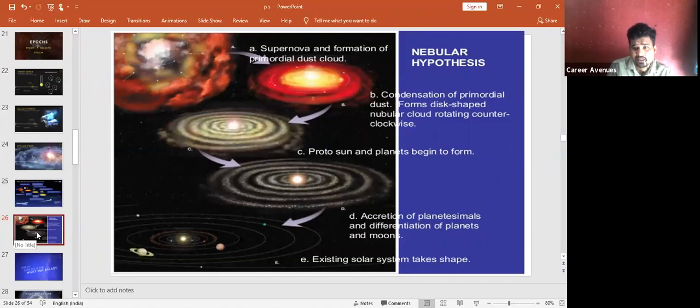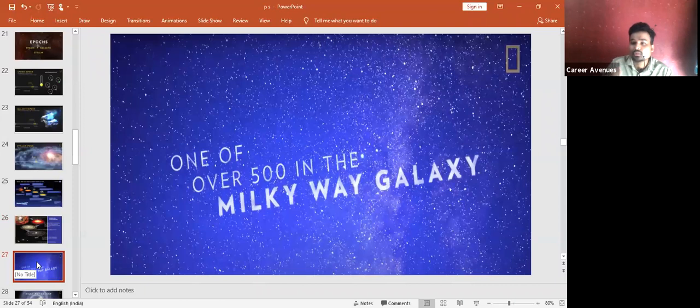In each ring there is accretion of planetesimals, and then differentiation took place in the different planets to form different layers of the planets, like mantle, crust, core, and finally we have the present solar system. So this is all about the origin of the solar system. We have completed the origin of the universe as well as the origin of the solar system. Now let's talk about our solar system in detail.